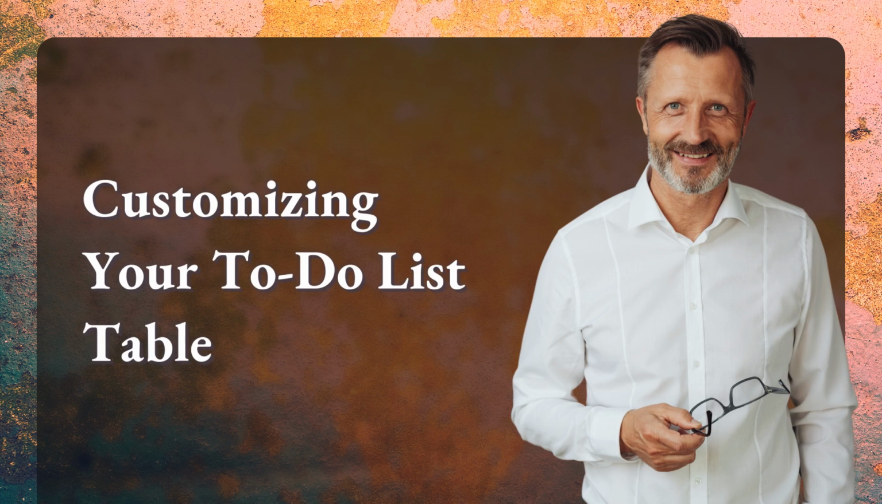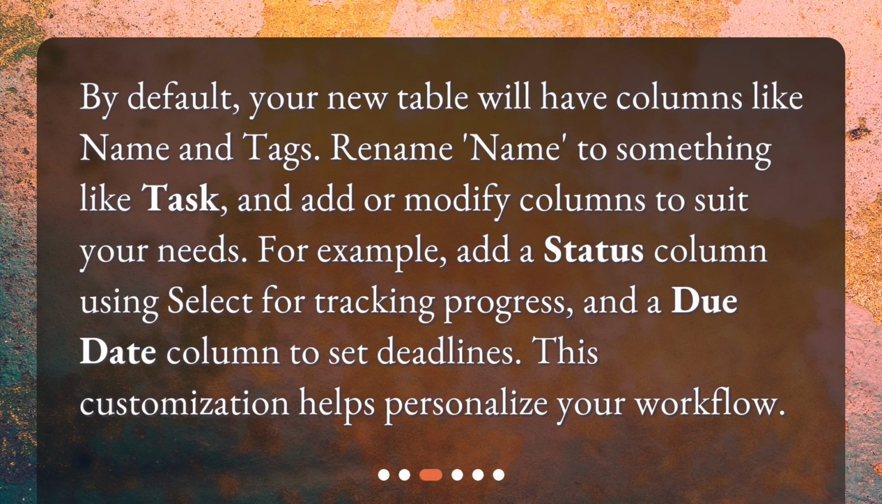Customizing your to-do list table. By default, your new table will have columns like name and tags. Rename name to something like task and add or modify columns to suit your needs. For example, add a status column using select for tracking progress and a due date column to set deadlines. This customization helps personalize your workflow.